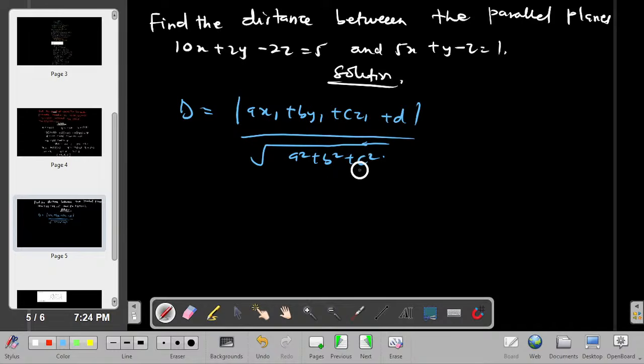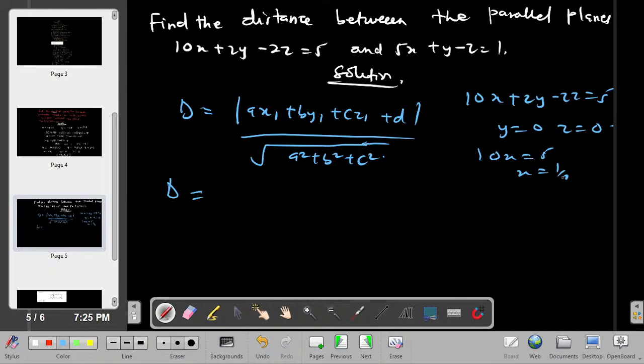Then a, b, c is also the direction of one vector. As simple as that. So let's calculate. Here, the first thing we are supposed to do is find one point. Using the first plane, which is 10x plus 2y minus 2 is equal to 5, we should find one point. To find a point in a plane, set two variables to 0. So let y equal 0, z equal to 0. What do I get? I'm simply going to have 10x is equal to 5, so x is equal to half. Therefore, wherever I see x1, I'll put half, y1, I'll put 0, z1, I put 0.